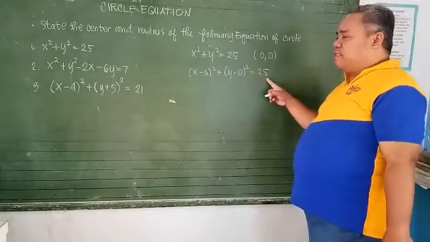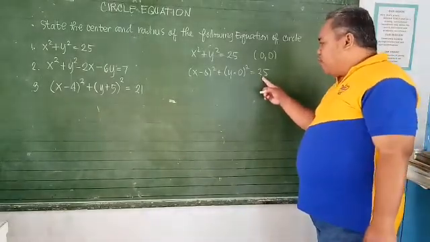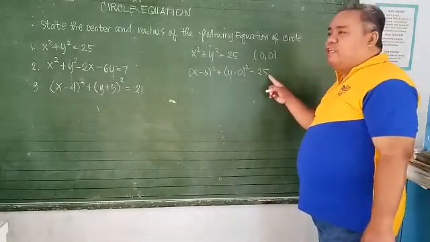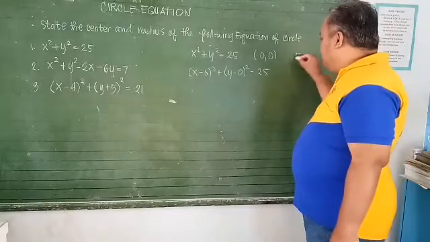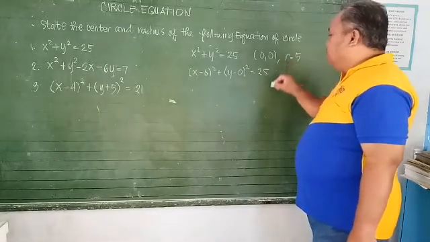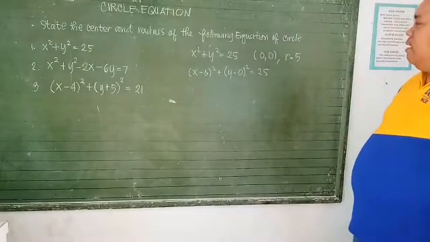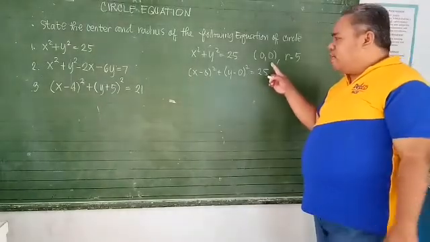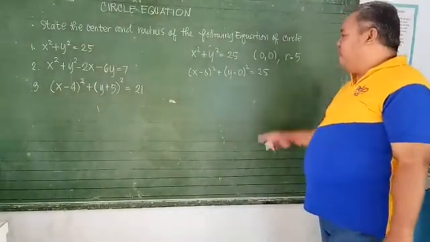And what about the radius? All you have to do is find the square root of 25. The square root of 25 is 5, so that will be your radius. So in number 1, the center is 0, 0 and the radius is 5.